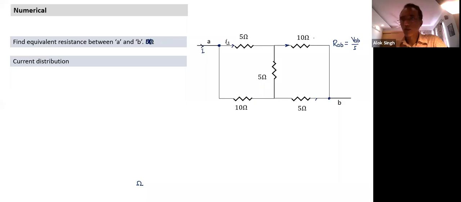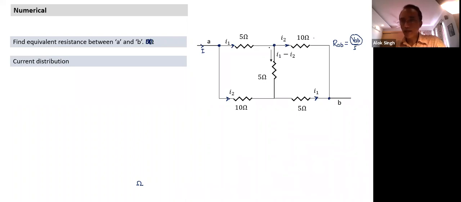How am I going to find it? I'm going to use current distribution, and we'll find the potential difference between A and B in terms of current, and divide by current. The current terms will cancel out, and I get the value of R. The steps involved are current distribution. First, I write this current as I1, and because of symmetry, this current also will become I1. If this current is I2, this current also becomes I2. Then applying the junction rule at this point, I find this current is equal to I1 minus I2.